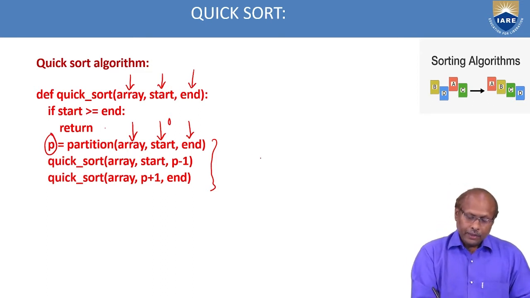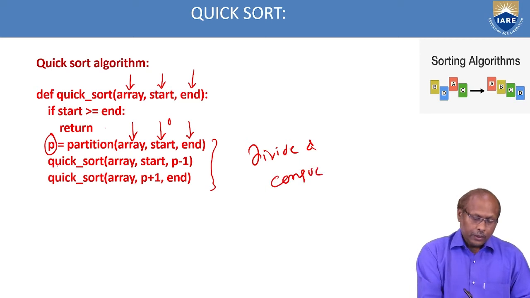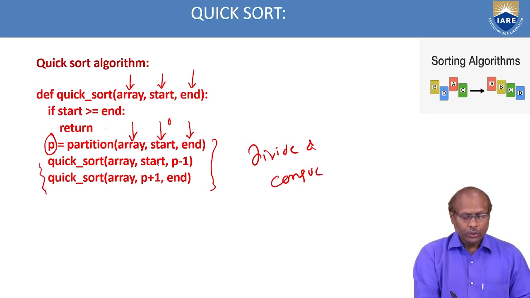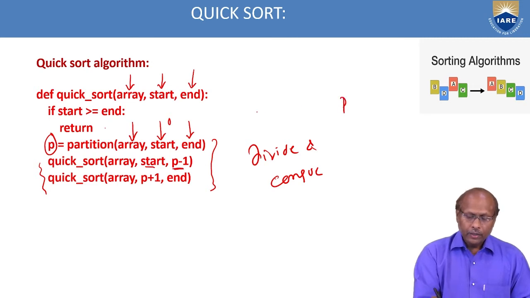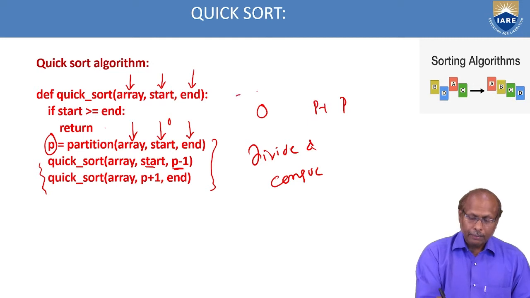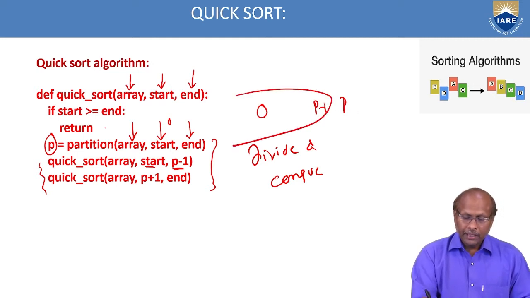Then here you are applying the divide and conquer policy. So when you are using the divide and conquer policy, you are dividing the list into two parts. So it goes from start to p minus 1 because p is the middle. So start is 0, up to p minus 1. It is the left side. Similarly, here this is p plus 1, p plus 1 to end.